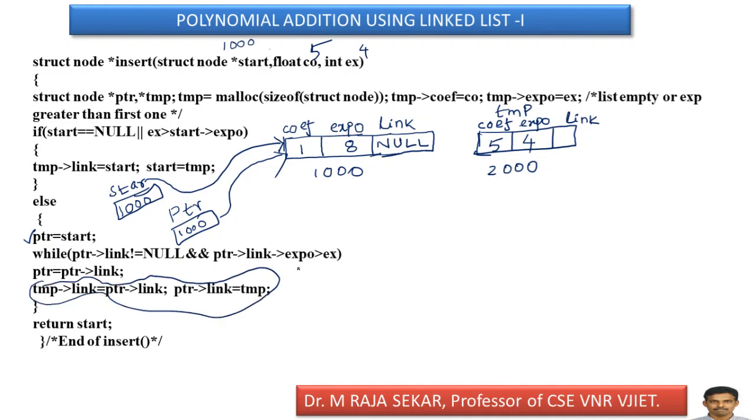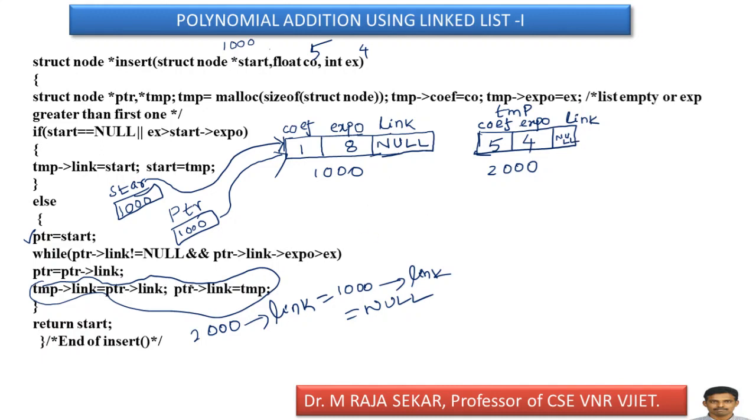What it says, tmp->link. What is my TMP? TMP means what? 2000. Therefore, 2000 link. tmp->link = ptr->link. What is my PTR? 1000. What is 1000 link? 1000 link is null. Therefore, this null will get stored in 2000 link. Here I must write null. Isn't it? Yes, it's null.